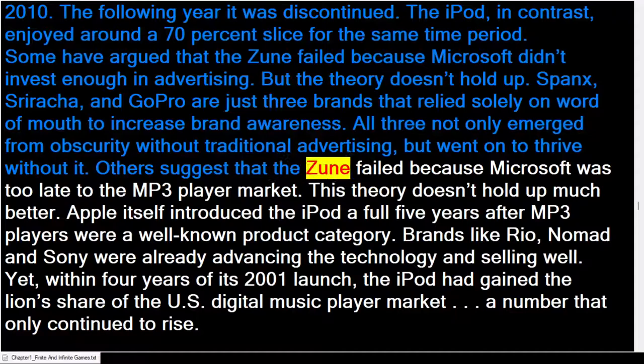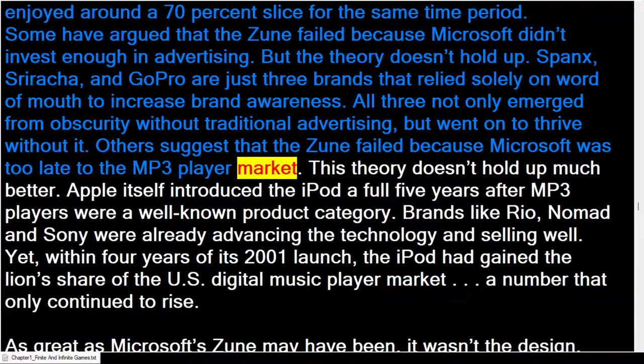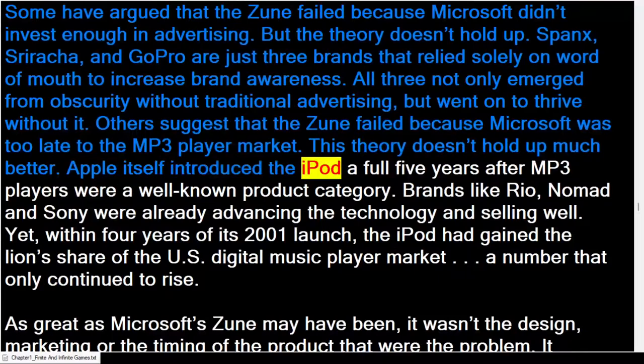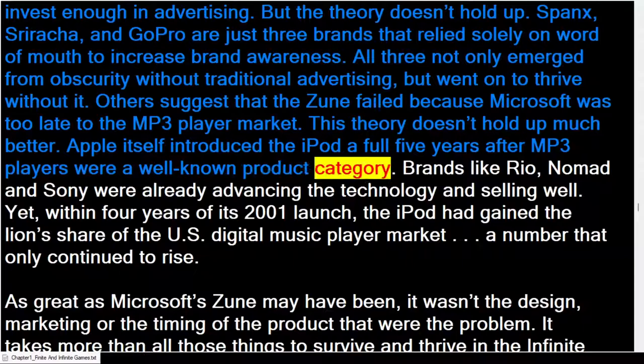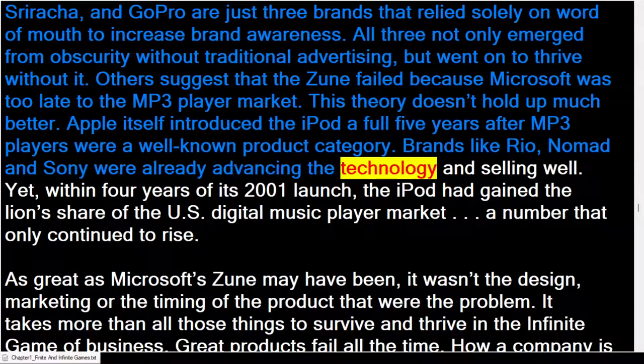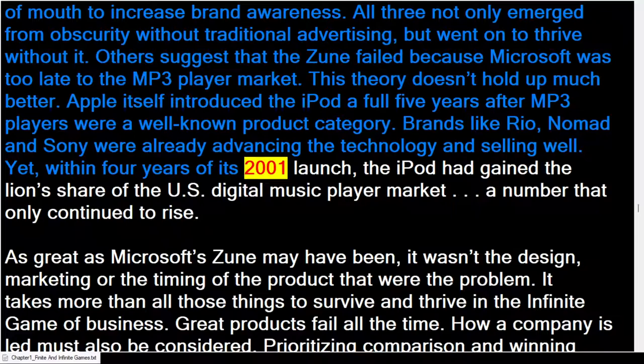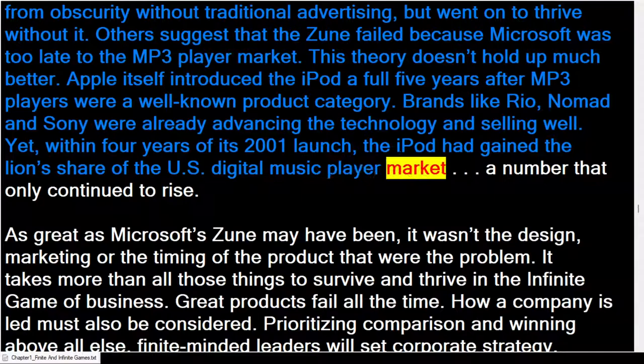Others suggest that the Zune failed because Microsoft was too late to the MP3 player market. This theory doesn't hold up much better. Apple itself introduced the iPod a full 5 years after MP3 players were a well-known product category. Brands like Rio, Nomad, and Sony were already advancing the technology and selling well. Yet, within 4 years of its 2001 launch, the iPod had gained the lion's share of the US digital music player market, a number that only continued to rise.